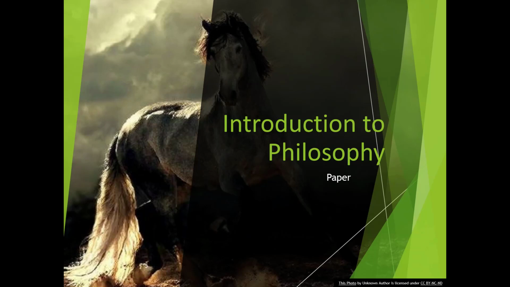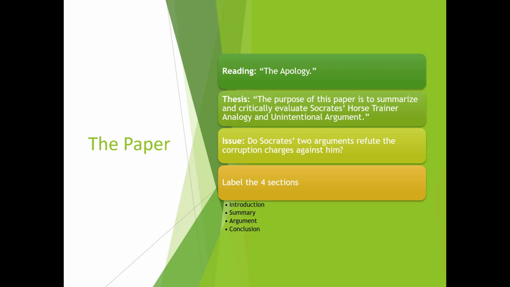This is the guide to the Introduction to Philosophy paper. The reading for this paper is the Apology, but a section of it, and I'll speak more of that soon. The thesis of the paper is this. The purpose of this paper is to summarize and critically evaluate Socrates' horse trainer analogy and the unintentional argument.